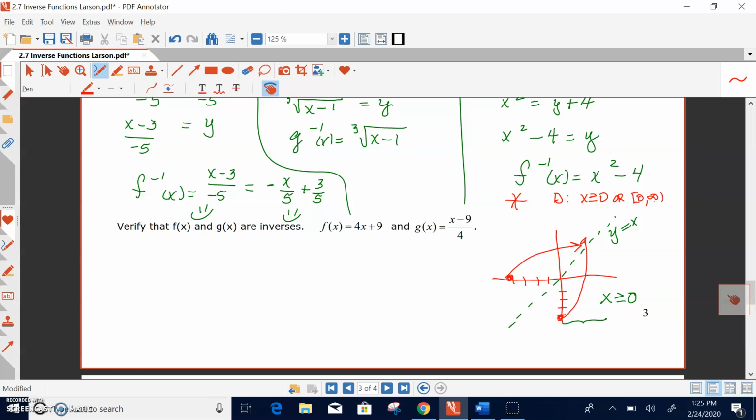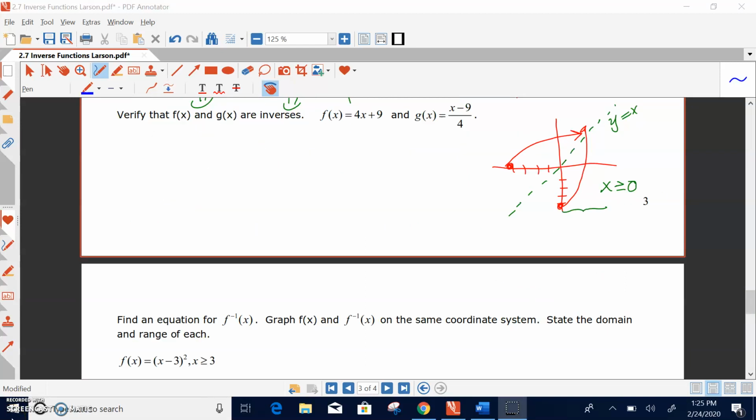Let's look at this next problem. In this next problem, we're being asked to verify that two functions are inverses of each other. When you are asked to verify, then what you have to show is that f circle g and g circle f are both equal to x. That's your goal when you're verifying that two functions are inverses of each other.